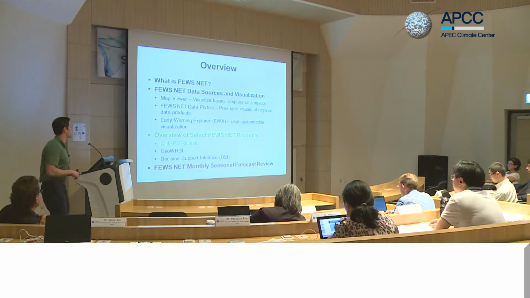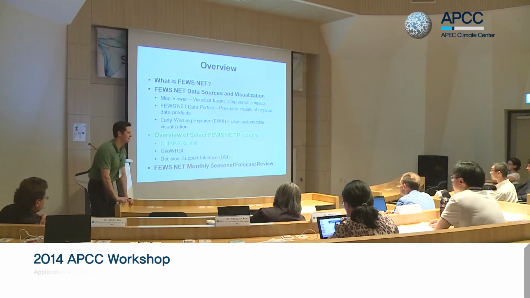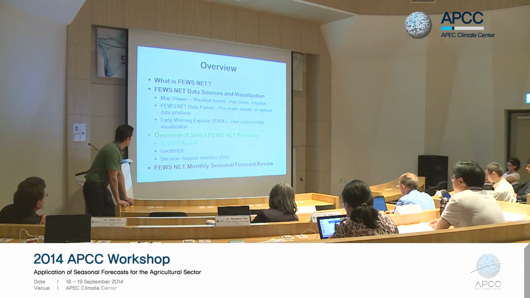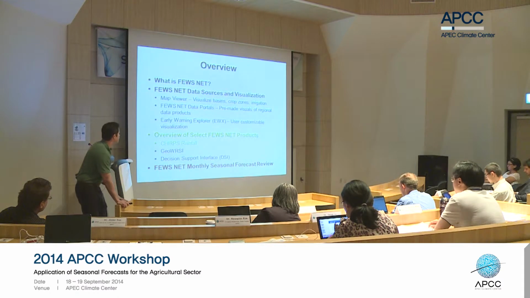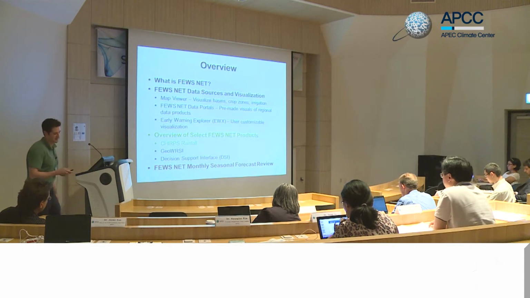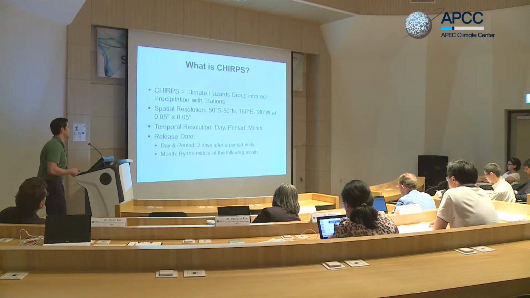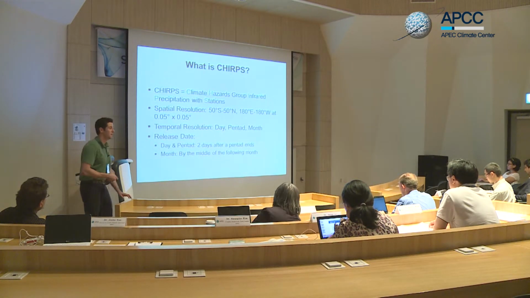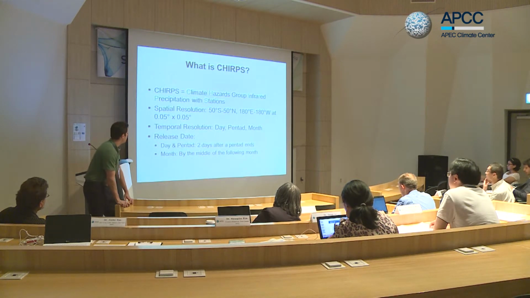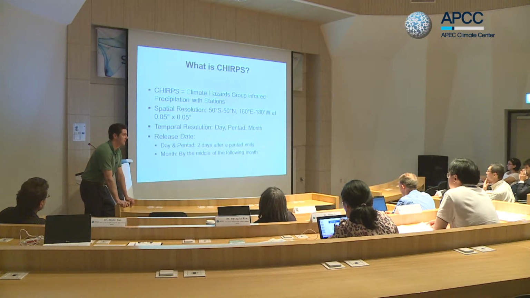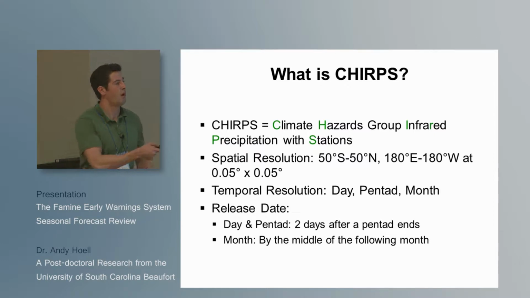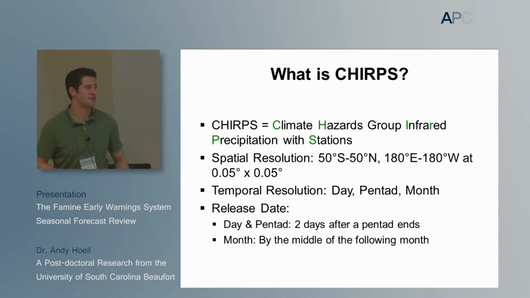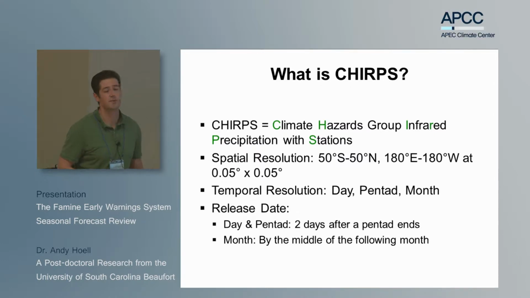So here's the overview of select FEWSnet products, and here I sort of begin the meat of the presentation with the overview of the select products, and then going into our monthly seasonal forecast review. So here's CHIRPS Rainfall. CHIRPS Rainfall is a rainfall product that was created by UC Santa Barbara in collaboration with the USGS. And the purpose of CHIRPS is to be able to use it in land surface models and crop models, which is why its spatial resolution of 0.05 degrees by 0.05 degrees was created.